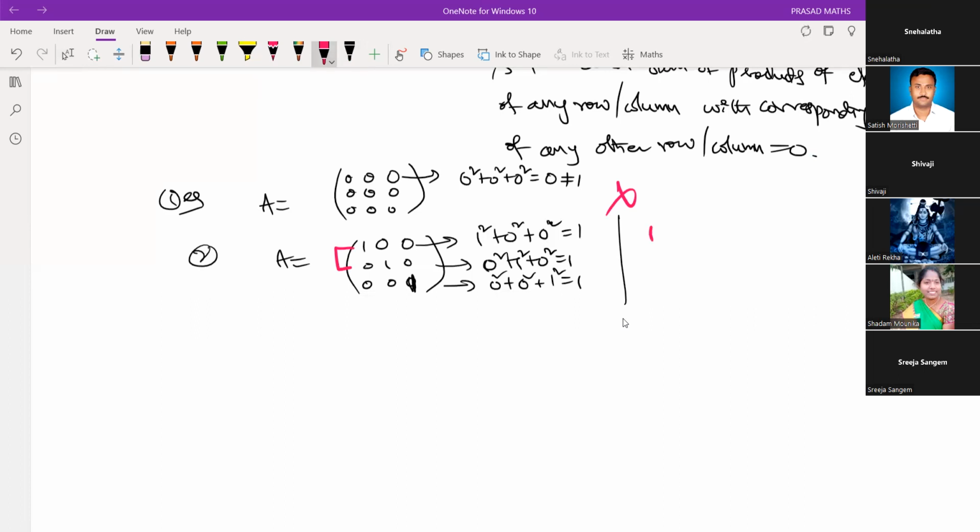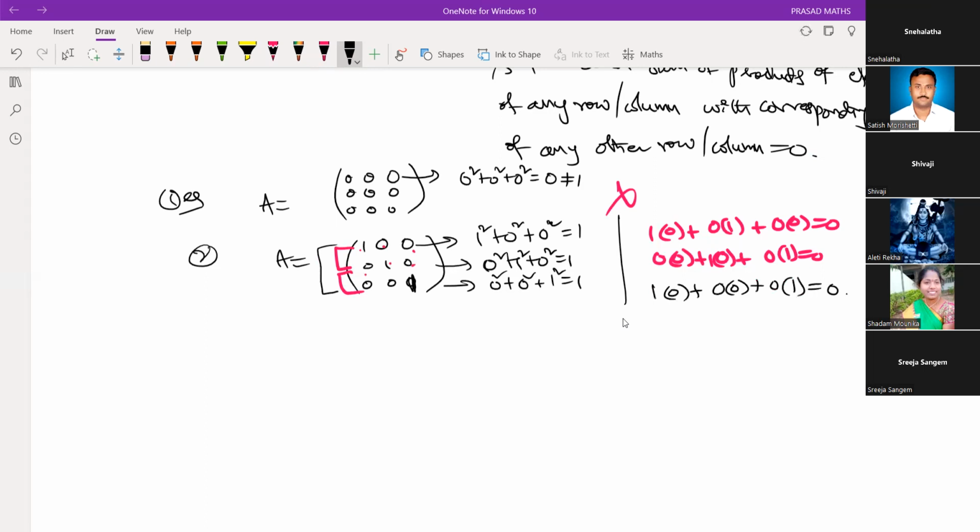That means 1 into 0 plus 0 into 1 plus 0 into 0. What is this? 0. Similarly, look at these two rows: 0 into 0, 1 into 0, 0 into 1. This is 0. Look at the first row and third row: 1 into 0, 0 into 0, 0 into 1. That means the sum of products of corresponding elements of any two distinct rows or columns is 0.